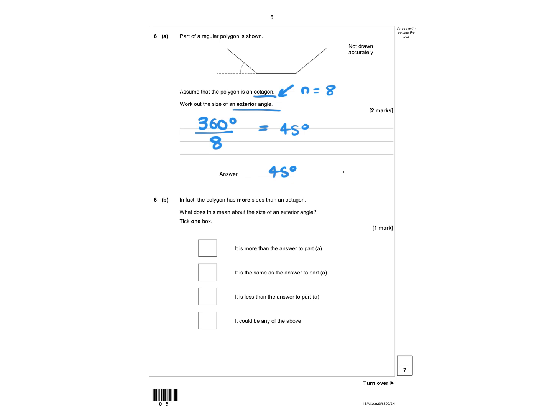Now, part B. In fact, the polygon has more sides than an octagon. What does this mean about the size of an exterior angle? Well, that means that to work out the exterior angle, you're doing 360 divided by a larger number than 8. Now, if you're dividing by a larger number, then you're going to get a smaller answer than you did in part A. So the correct answer is it's less than the answer to part A.